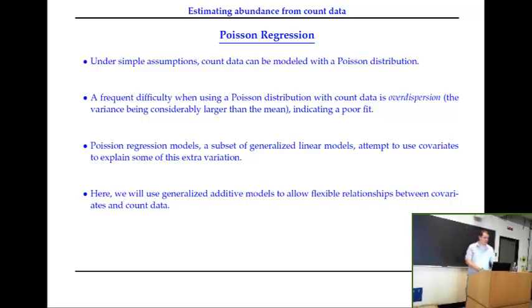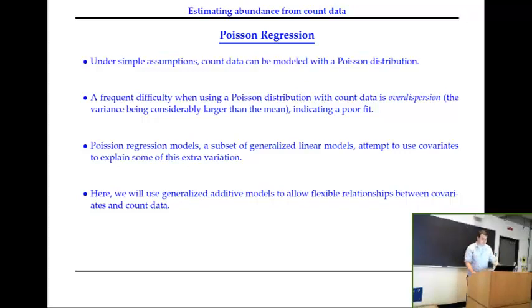The way that one would go about explaining the relationship between covariates and count data is through Poisson regression models. For example, you might think that the colder the temperature, the fewer of whatever you're looking at might be present. So you might try to have a relationship between temperature and abundance, and when you incorporate this covariate, you'll see that the extra variance you weren't explaining before is explained, and the data then does follow a Poisson distribution with that covariate in mind.